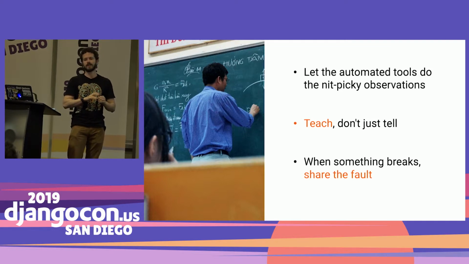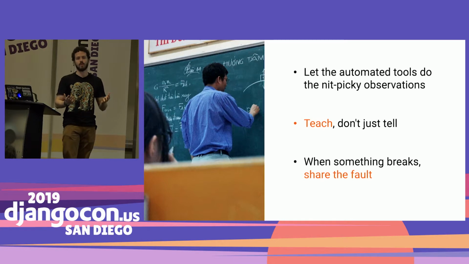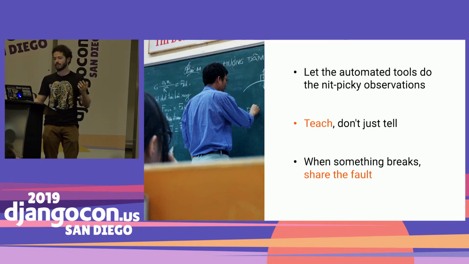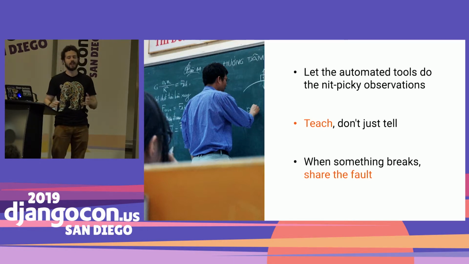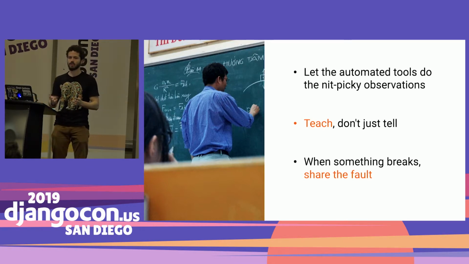Also, let the automated tools do the nitpicky observations. So don't be that person who keeps saying, oh, you forgot the semicolon here, or you're writing camel case instead of snake case. Have a process in your team where you have linters, you have a pre-commit routine that checks for that, so that you don't need to be the one doing it and being that annoying person that everybody hates.